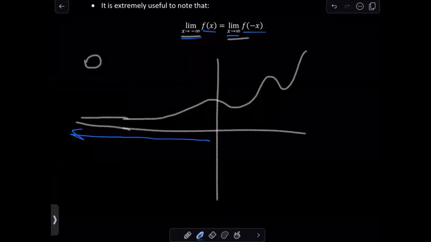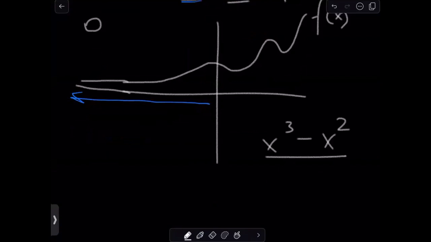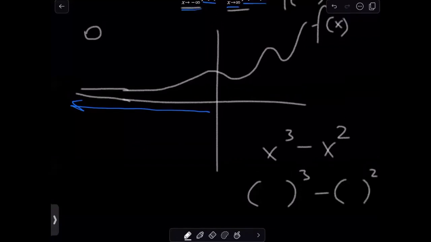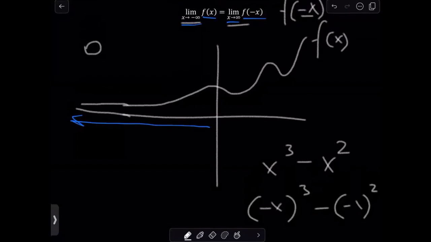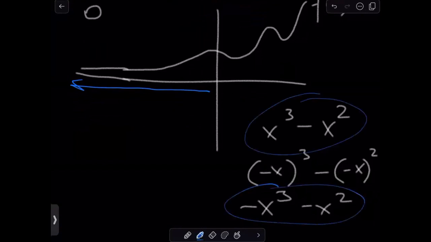Okay, so what we can do is, this function is f of x. What we're going to do is obtain f of minus x. What's f of minus x? Well, if f of x is, let's say, x cubed minus x squared, how we get f of minus x is wherever we see x in the f of x function, write down a bracket. And in place of those brackets, you're going to substitute in minus x. So sub in minus x, and then just work out what that function is. It will be minus x cubed minus x squared. So this is f of x, and this is f of minus x.